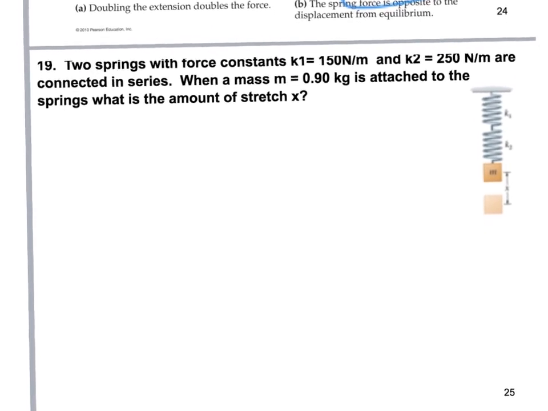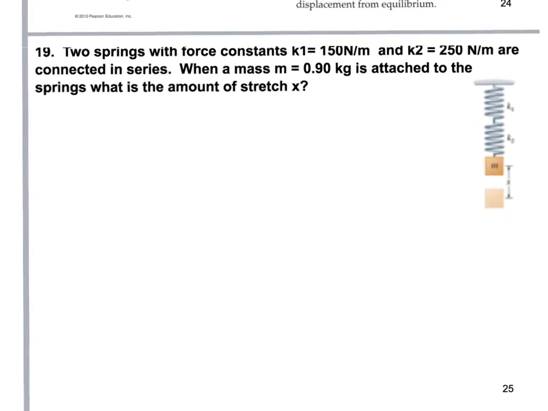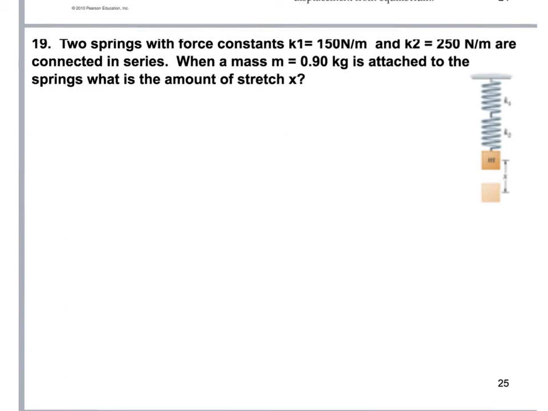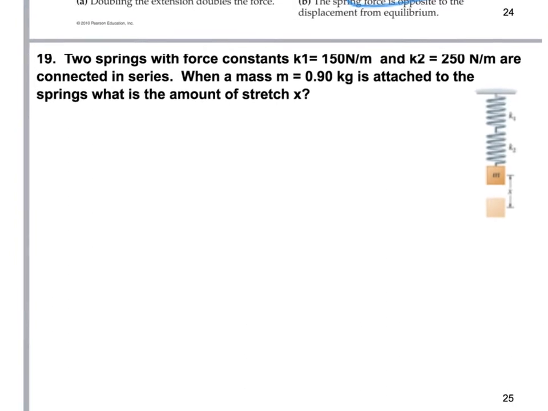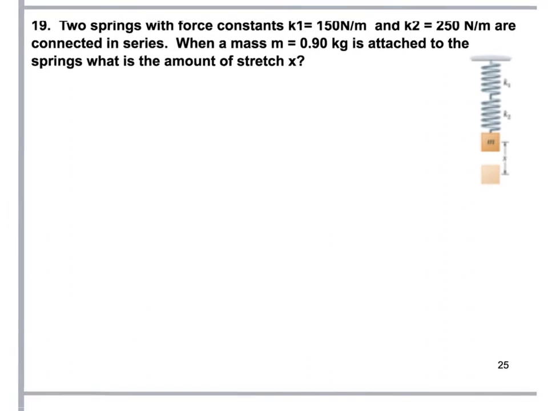So we have two springs, each with its own force constant, k1 and k2, and they're connected in series, which just means one's hanging from the other. Then we put a little mass attached to the spring on the bottom, and we want to know the amount of stretch that occurs when you put that little block on it.